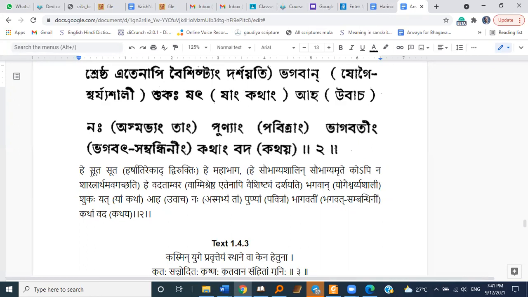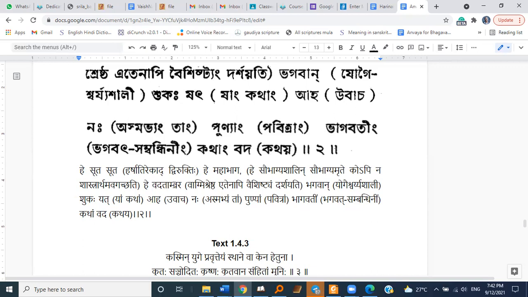O Suta Goswami. So 2 times Suta Suta has been said. Why? Harshati Reka Dviruktihi. Out of ecstasy and excessive happiness, joy, bliss. So Suta is said twice. The address is twice. Suta Suta. Hey Mahabhaga. Oh fortunate one. And why you are fortunate? Because without fortune, without Saubhagya, no one can understand the artha, the meaning of the Shastras, which you have understood, O Suta Goswami. That's why you are fortunate.